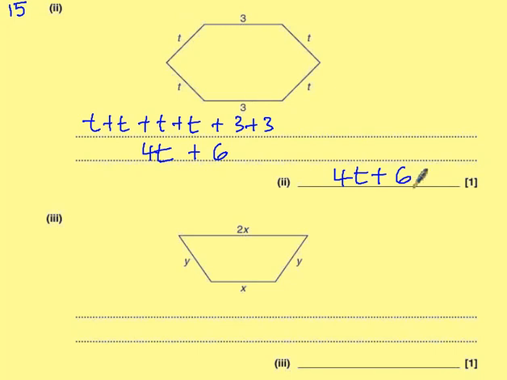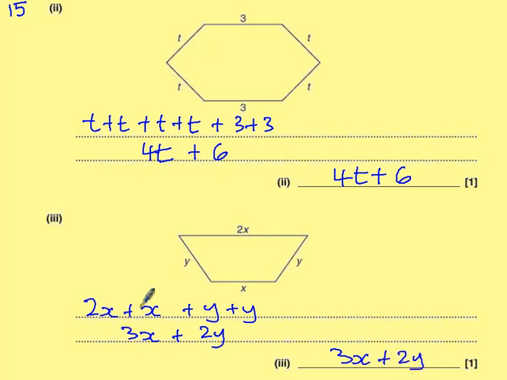4T plus 6. Part 3, I've got 2x plus x plus y, which is 3x plus 2y. 2x plus x is 3x, y plus y is 2y. So 3x plus 2y. You'll note that when I wrote these down, I wrote down the similar letters together next to each other to make it easier. Again here with part 2 I wrote the T's first and then the numbers separately.